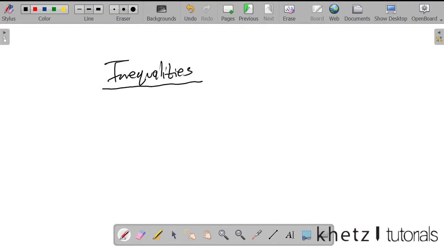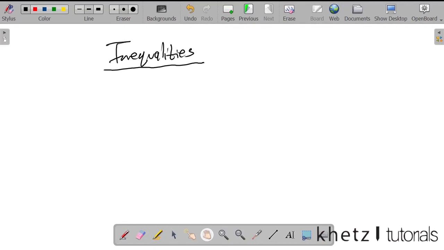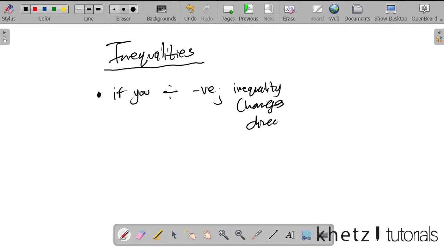Right, inequalities. And with inequalities, here are a few things which you have to know. So one of them is if you divide both sides by a negative, then the inequality changes direction. That is one of the most important ones which you have to know.